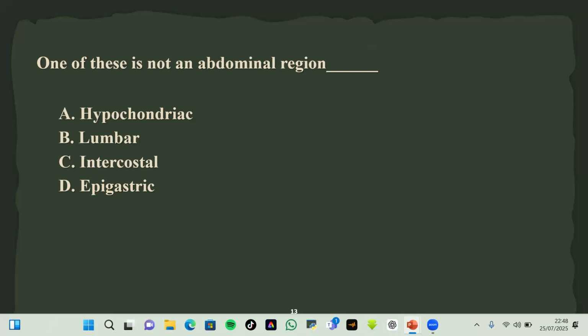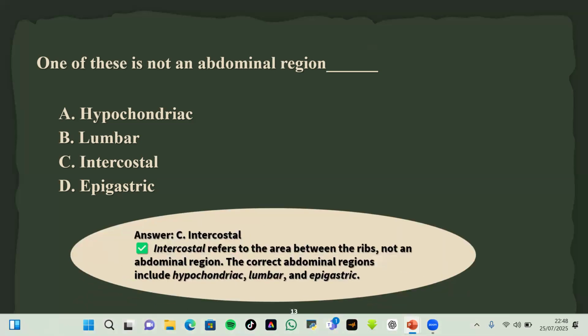One of these is not an abdominal region. A, hypochondriac, B, lumbar, C, intercostal, D, epigastric. Intercostal. Intercostal refers to the area between the ribs, not an abdominal region. Other options such as hypochondriac, lumbar, and epigastric are part of the nine abdominal regions, but the intercostal is just a space between two ribs in the thoracic cavity.